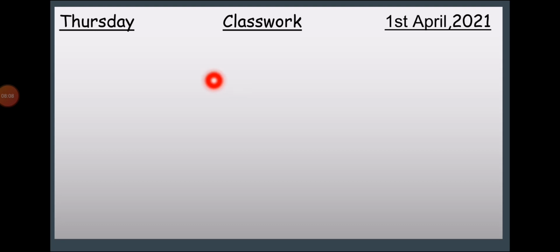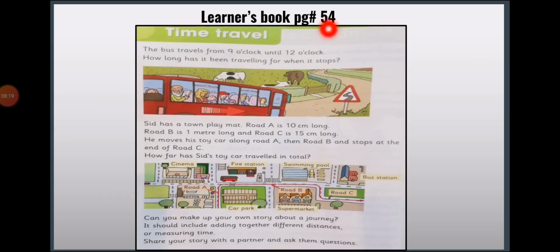Now our day and date slide. On the extreme left top, Thursday. In the center, classwork. In the extreme right top, you will write 1st April, 2021. Write today's day and date in a proper way. Learner's book, page number 54.